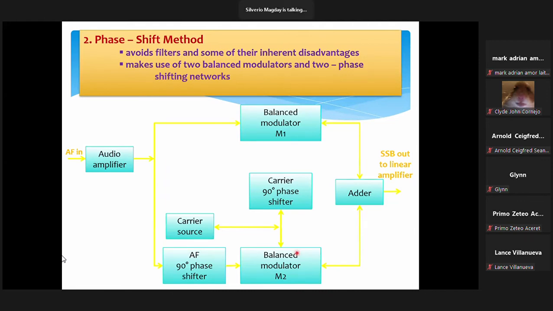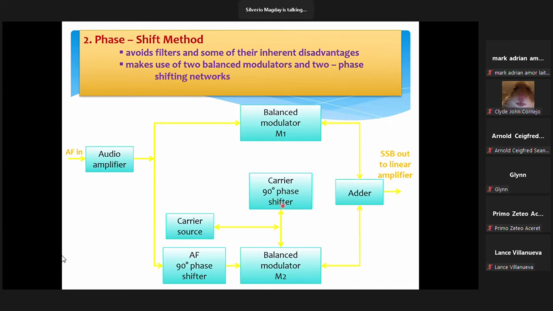Next, phase shift method. So phase shift method avoids filters and some of their inherent disadvantages, make use of two balance modulators and two phase shifting networks. So nagkakaroon ng phasing method ng single sideband generation, uses phase shift technique, causes one of the sidebands to be cancelled out.